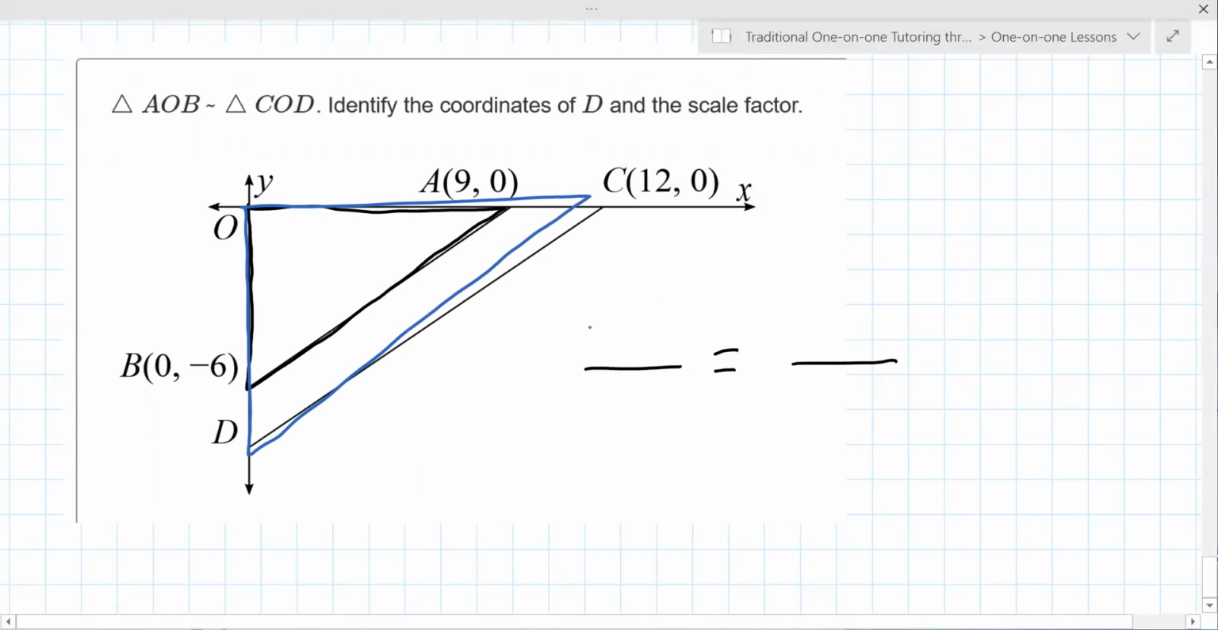What number do you think should go here? 9. Okay, so 9 is this side of the smaller triangle. So what's the side of the large triangle? 12. Okay, good. What's the side down here? -6. Okay, and then the whole thing, we're actually using y because it's going down. So I want you to solve for y, please.